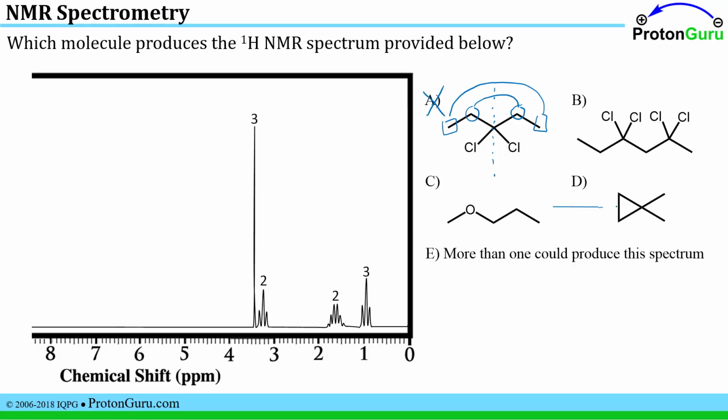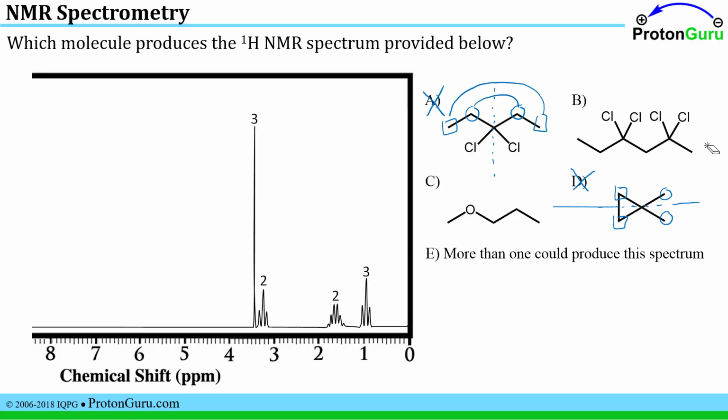Compound D also exhibits symmetry along this plane. That means that this CH3 and this CH3 are identical to one another, and this CH2 is identical to, or equivalent to, this CH2. We would again only see 2 resonances for that type of molecule. Compound B is almost symmetric, but you see this is a methyl group, and down here you have an ethyl group. So this is not symmetric.